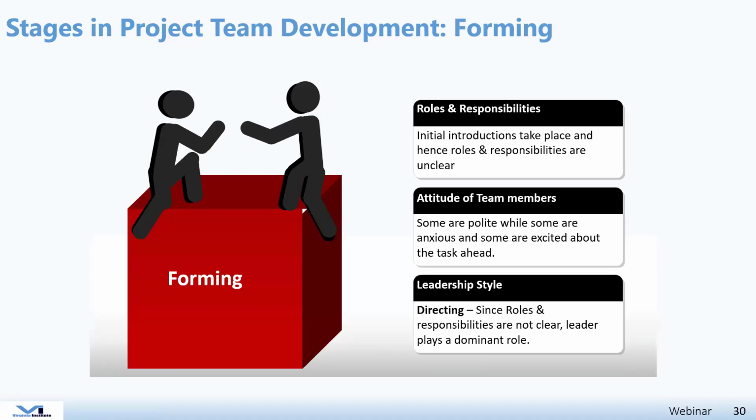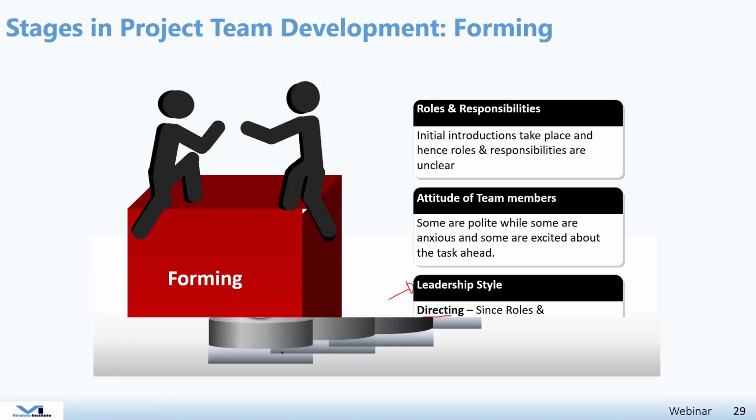So under forming, you start the project and you talk about the roles and responsibilities, and the leadership style that we recommend here for you as a project leader will be a directing style, basically telling your project team what to do and when to do it, because they are yet to get to know each other, so they are not ready to take responsibilities or to make decisions. So you as a team leader need to exercise what we call a directing leadership style, which is basically telling them what to do and when to do it. So it's more of an autocratic leadership style, but because it is the beginning of the project.